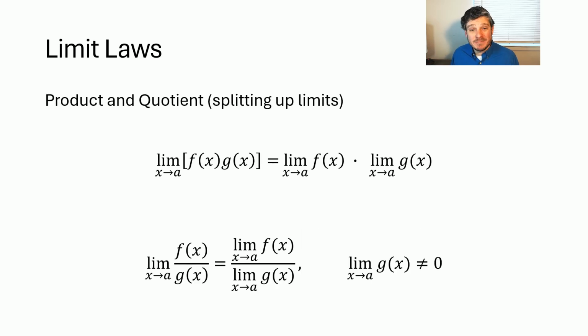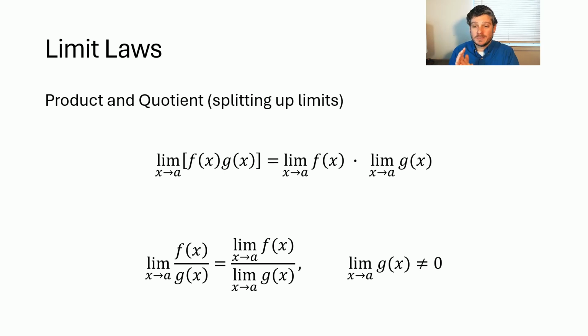Also, I can do the same thing with products and quotients. So again, if I have a function that is a product, I can take the limit of each of the parts of those products individually. And then the same thing with any sort of quotient or fraction. Again, I can take the limit of the numerator and the denominator separately. Again, we have to make sure that the denominator does not equal 0 in the case of a quotient.